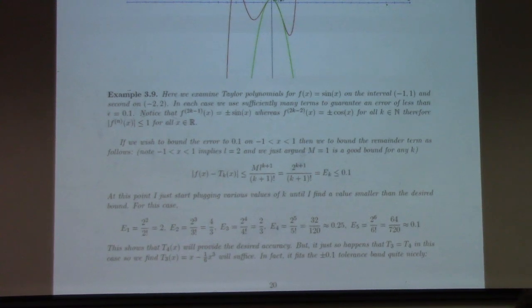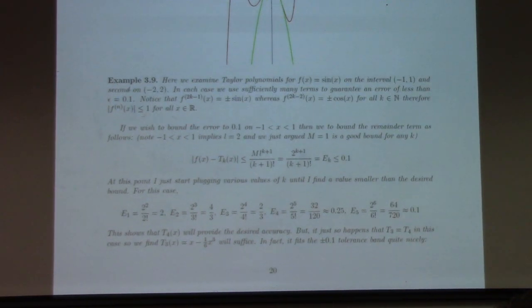And so in this case, I started looking at the errors for different orders. So I got error was 2, error was 4/3, 2/3, 0.25. By the time I get to the 5th one, 0.1. So if I use the 4th Taylor polynomial, I'll get within 0.1 of the truth.